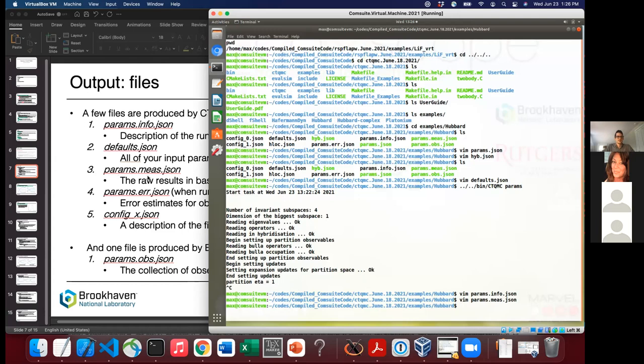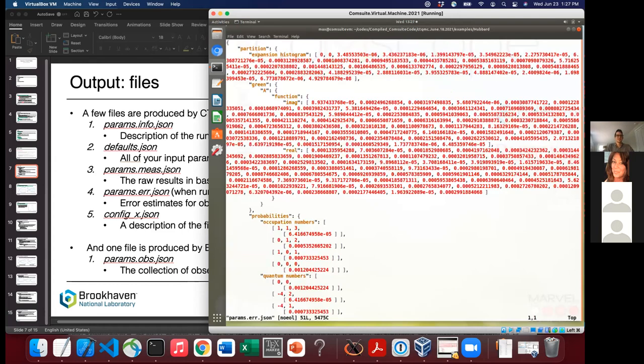And then if you ran this in parallel, you'll get something called params.error.json, which is our estimate of how good your measured quantities were. So this looks at the estimate between each MPI rank and then uses the jackknife method to come up with an error estimate based on how different they are from each other, essentially.